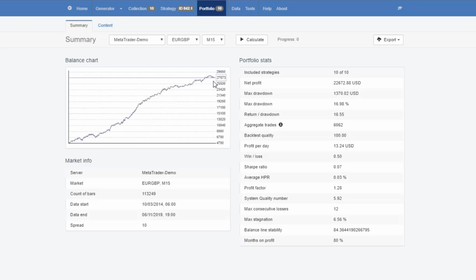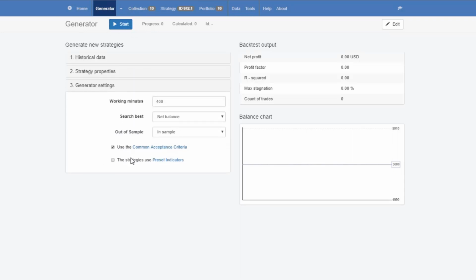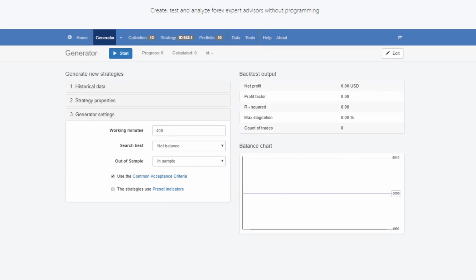Alright, so this is pretty much the quick guide in EA Studio. Don't hesitate to ask me any questions if you have about the generator, about the acceptance criteria, the strategy properties. If there is something not clear, don't hesitate to ask questions in our forum. I do my best to answer within 12 hours. There are already many experienced traders and users of EA Studio. They will answer your questions as well and they will share their experience with you.